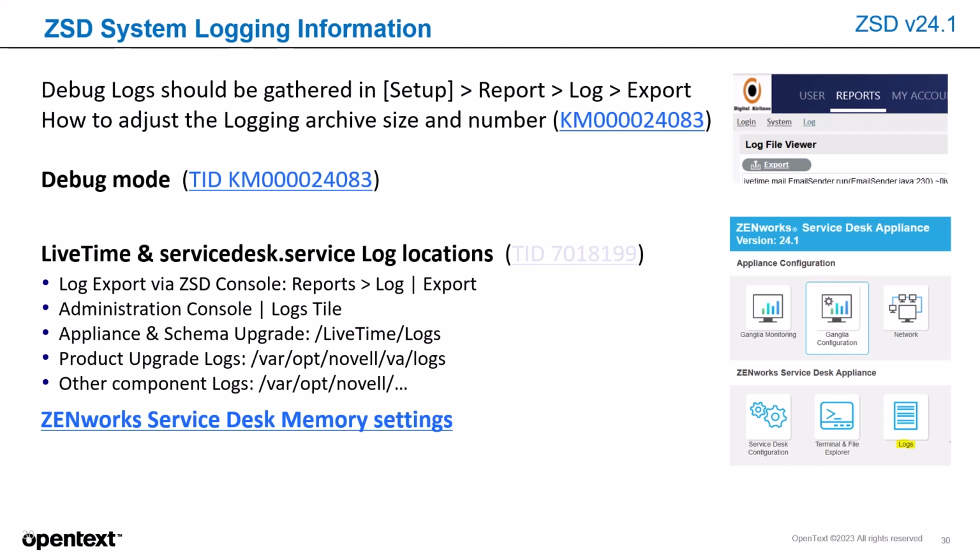The lifetime and service desk service log locations are in TID 7018199. And that includes some things like log export button, administration console logs tile, appliance and schema upgrade is in the lifetime logs, and then product upgrade logs and other component logs are in those various locations. And there's a TID also on service desk memory settings, which was also in the previous slide.